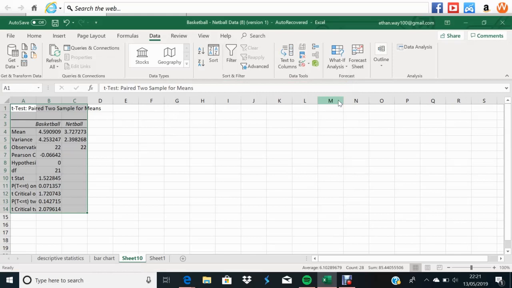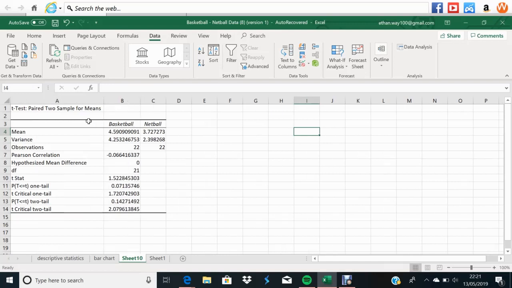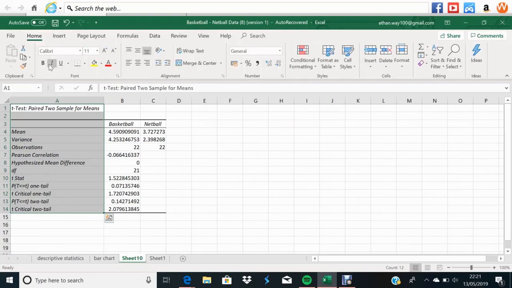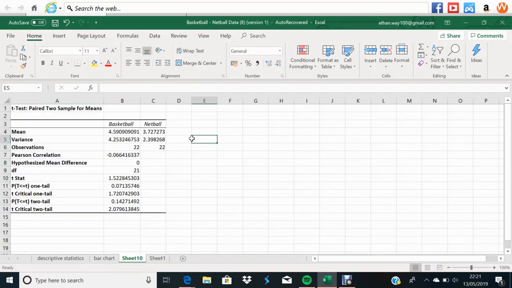So I'll make this a little bit easier to see. So as we can see, clearly the result is not below 0.05. It is at 0.14271492 because we're looking at this value here, this result. This means that the result of the data that was collected is not significant enough, and it would be classed as down to chance.